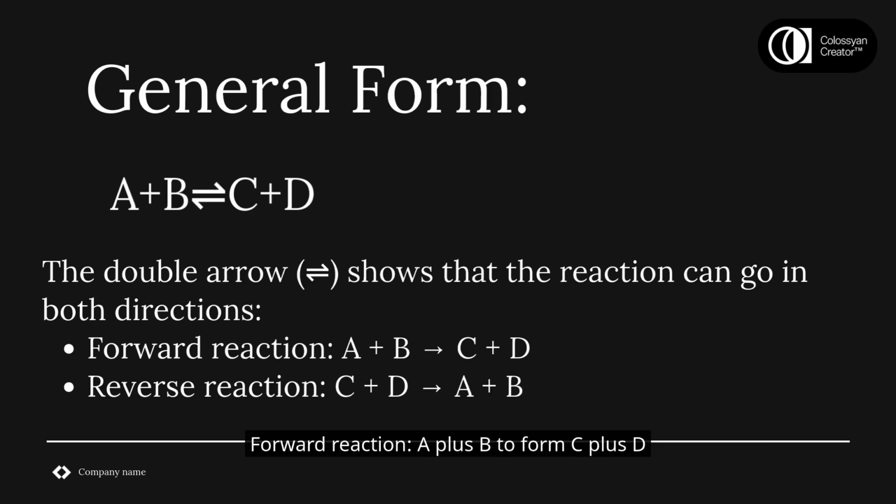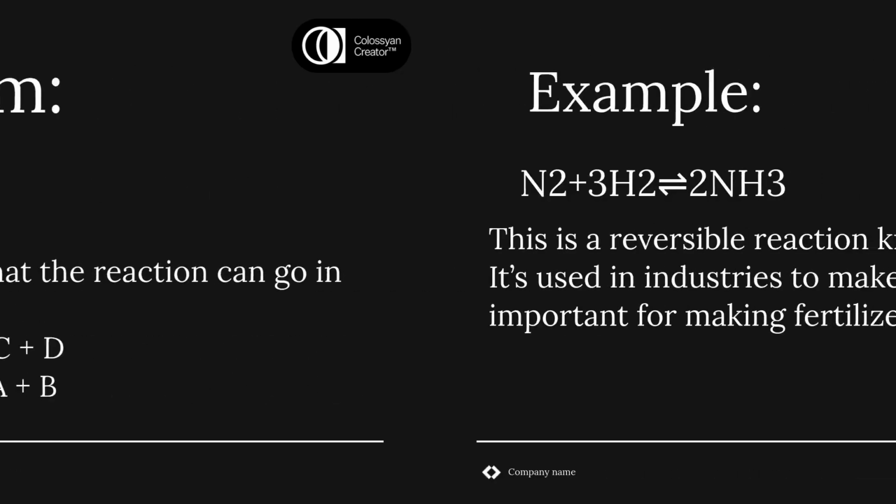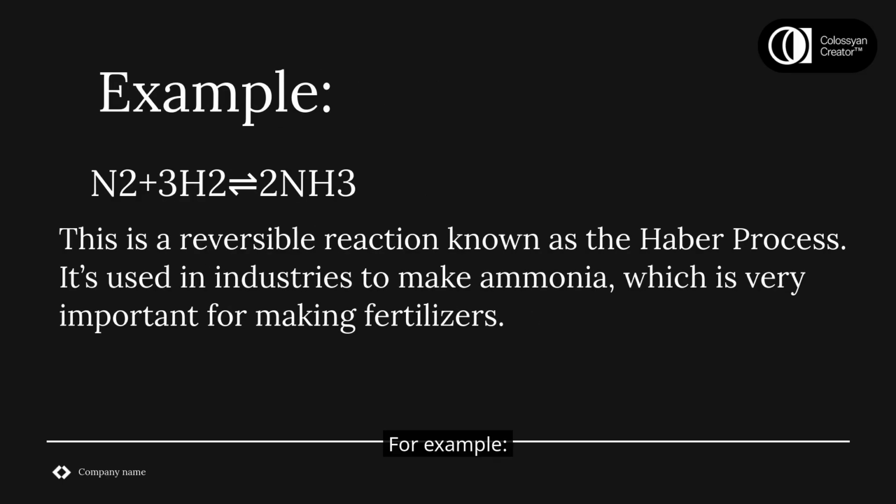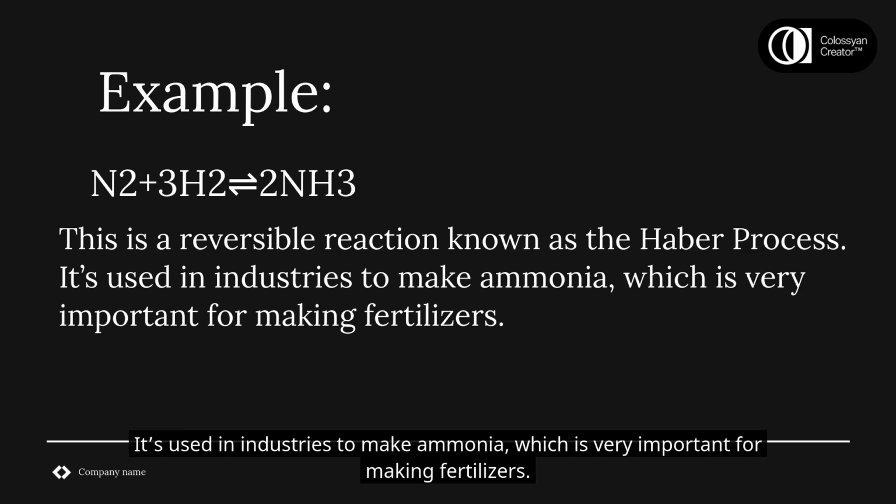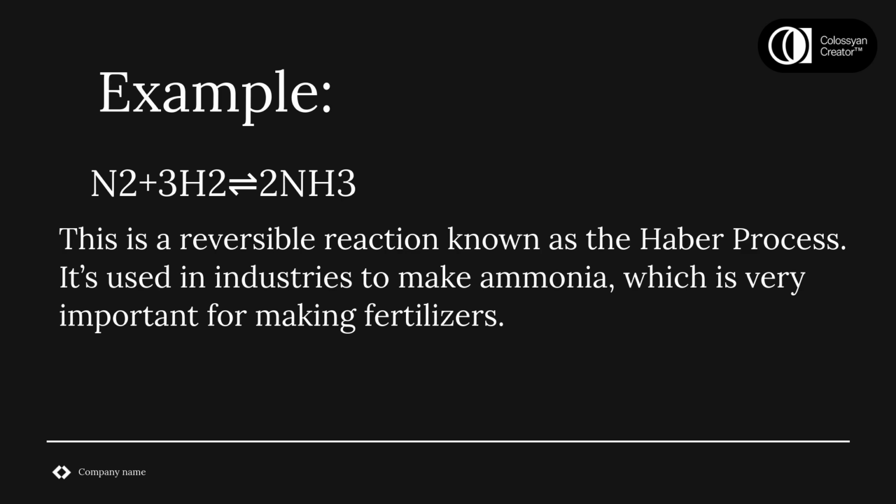Forward reaction: A plus B to form C plus D. Reverse reaction: C plus D to form A plus B. For example, nitrogen gas plus hydrogen gas to form ammonia gas. This is a reversible reaction known as the Haber process. It's used in industries to make ammonia, which is very important for making fertilizers.